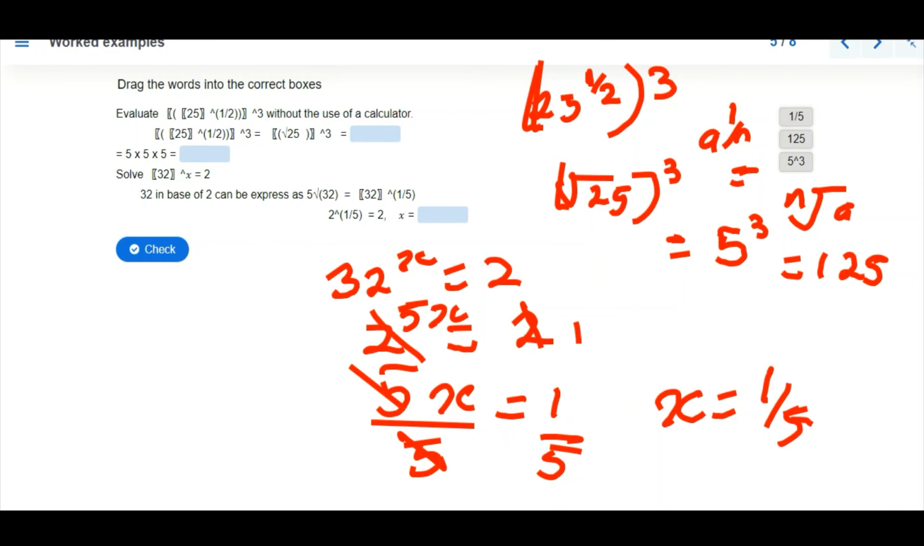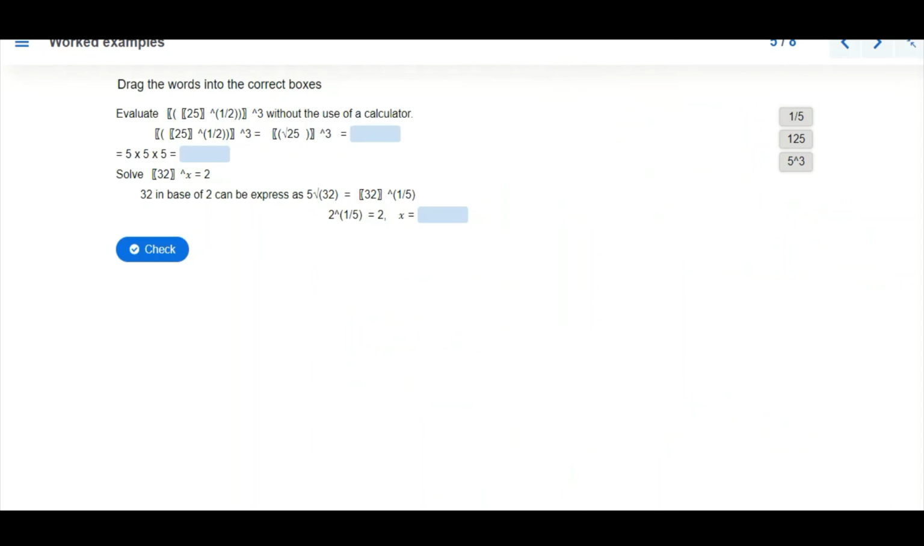So let's drag correct answers to each. Now let's drag. For this one, root 25 is what? 5. So it's going to be 5 raised to power 3. That's root 25. Now 5 times 5 times 5 times 5, that is what? 125. So we have 125 here. And for this one, the final answer is what? 1 over 5. So we have 1 over 5 coming here. Let's quickly check we are right.